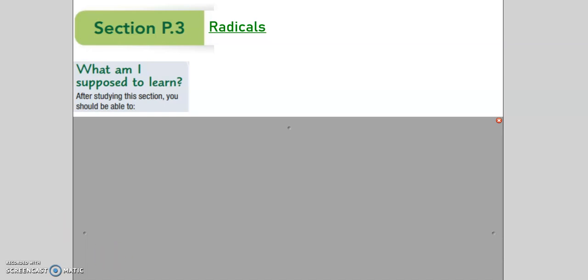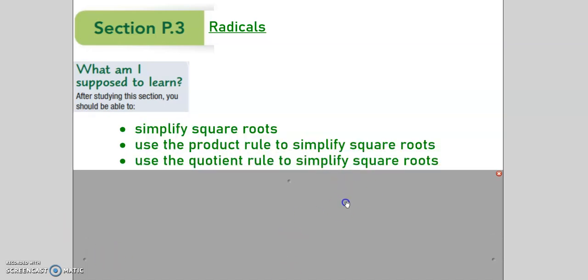So that's why we're going to have a good review here in the beginning of the year. After this video, we're just going to focus on three things right now. We want to focus on simplifying square roots. We want to then simplify square roots using the product rule and the quotient rule. So we're going to do a nice review of those concepts, and then after this video, you're going to practice them. So that's why it's super important to watch this video.